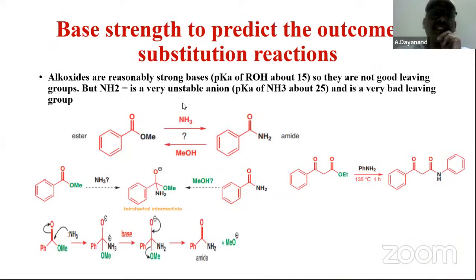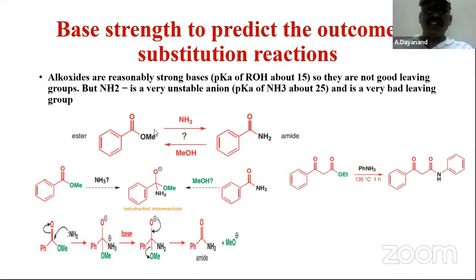Base strength, again, alkoxides. As we discussed just now, if the acid is strong, its conjugate base is weak. Therefore, weaker bases are good leaving groups. For attacking, it is the reverse. A strong base is a good attacking group. We are not worried about the leaving group here. Alkoxides are reasonably strong bases.